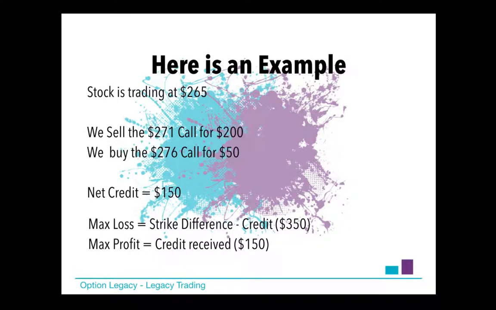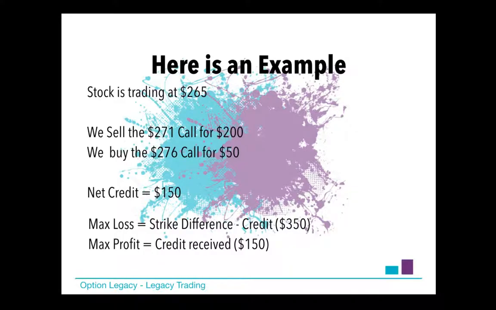And then we could buy a further out the money call at the 276 strike, and that would cause a debit of $50. So $200 minus $50 equals a net credit of $150.